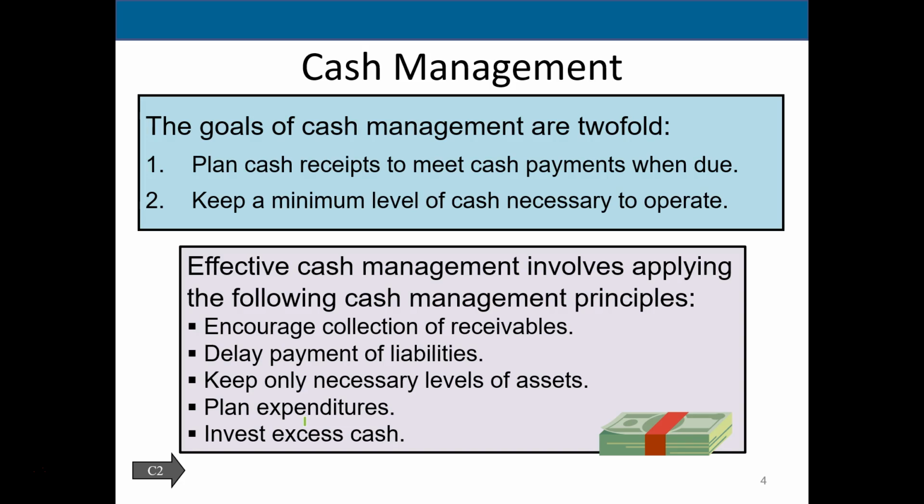So obviously our goal in cash is to have enough cash on hand, enough liquid assets in the form of cash, so that we can pay our current obligations. Current obligations coming up, we need to be able to pay them with cash. We want to have a minimum level of cash necessary to operate. So clearly we want to have the cash on hand in order to operate.